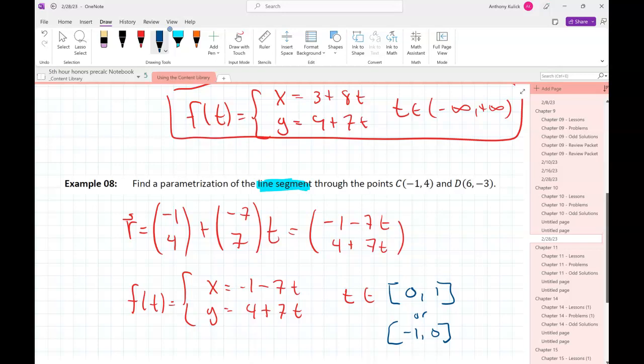All we have to do is check. So if I plug 0 in for t, my x is -1, and my y is 4. If I plug 1 in for t, my x is -8, and my y is 11. That's not right. But if I plug -1 in, I get (6, -3), so it's going to be this one.